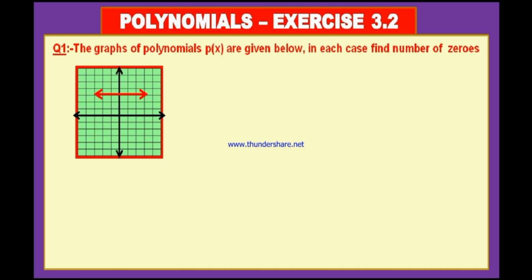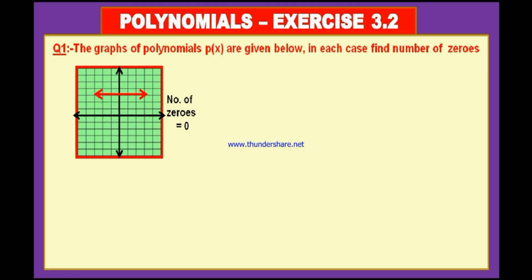Is it cutting the x-axis? Is it intersecting the x-axis? You verify. At how many points may this graph intersect the x-axis? Here this straight line does not touch the x-axis. Since it does not intersect the x-axis, there is no zero for this polynomial. Therefore, the number of zeros for this graph is equal to 0.